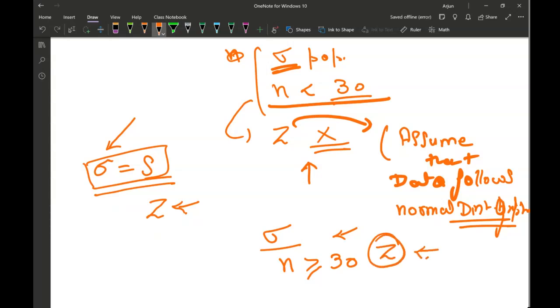So hopefully you were able to understand when to use the Z distribution and when to use the T distribution.